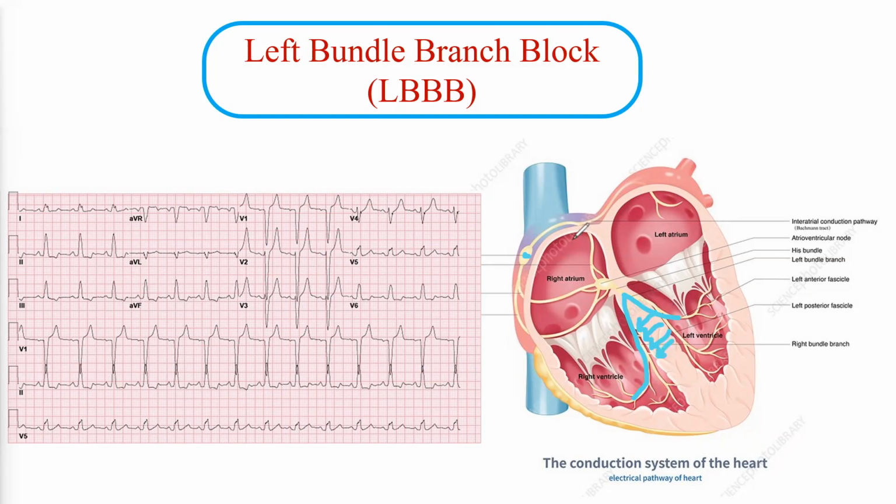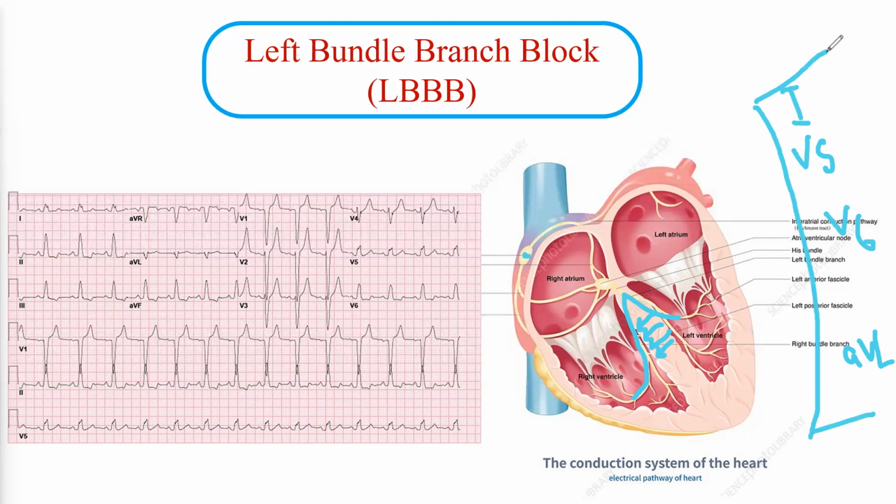Now, let's look at the heart with the EKG. We remember that here's the lateral wall of the heart, and from the lateral wall we have V5, V6, lead 1 as well, and AVL. All of these leads are lateral leads. They are looking at the heart from here.